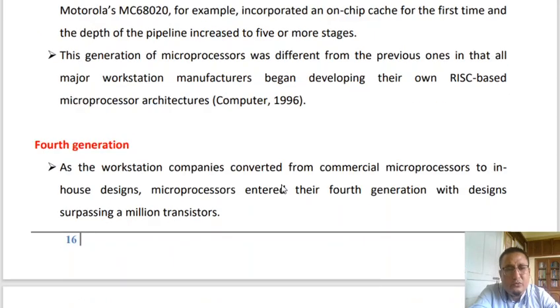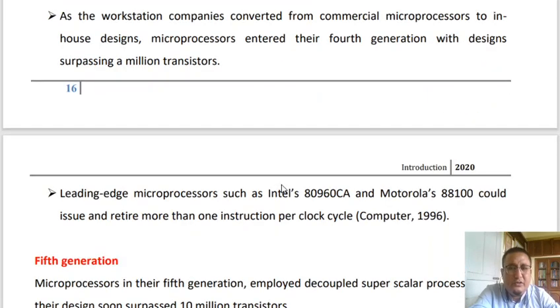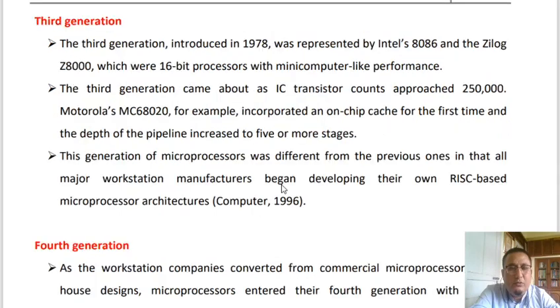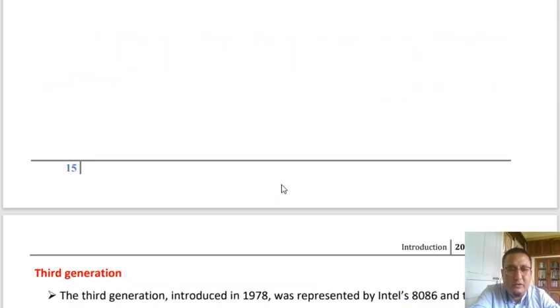Now, let us move on to the next generation, that is the fourth generation. The fourth generation microprocessors, such as the Intel 80960CA and Motorola 8800, had ICs in the order of millions of transistors. So this is the way the evolution has been taking place. In the fifth generation, the number of transistors surpassed almost 10 million. So what you can do is go through the various generations of the microprocessor briefly.